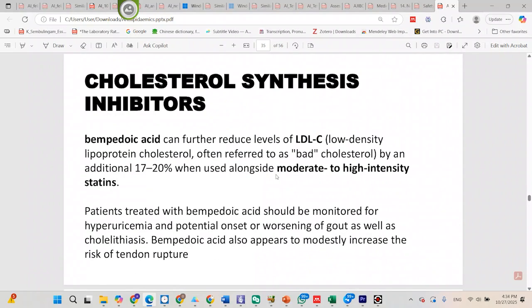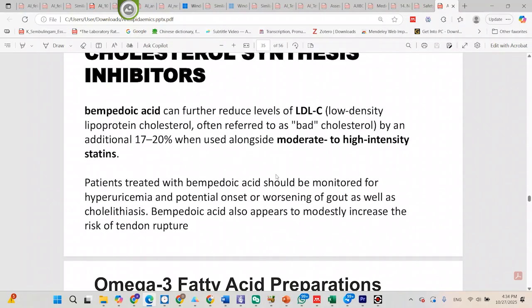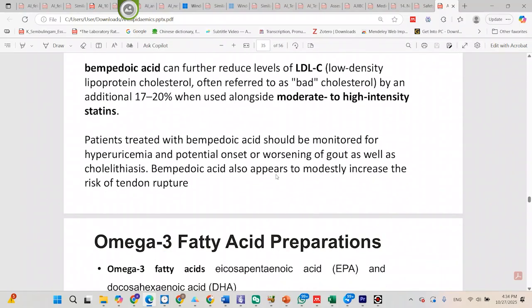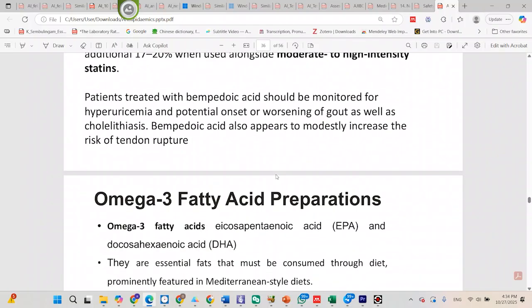The efficacy of bempedoic acid is not as much as those of the statins and the ones I mentioned, because it reduces LDL-C by 17 to 20%, particularly when used alongside statins. The only drawback is that patients treated with bempedoic acid should be monitored for hyperuricemia. And you know that uric acid contributes to gout. So that means that bempedoic acid can aggravate gout.